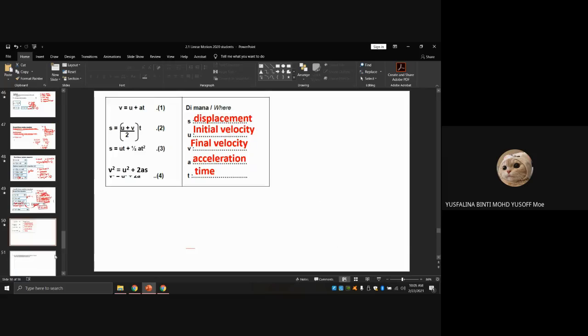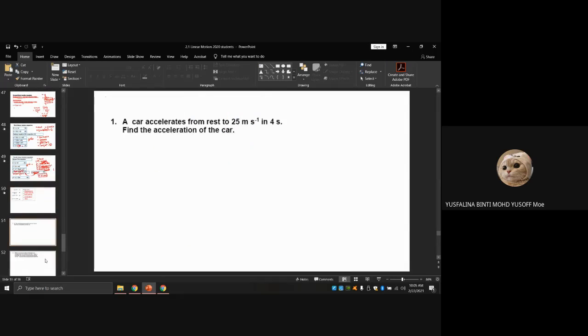Okay, actually the important part is how you want to use the formula. Right, then you already know how we derive the formula. Now you have to know how you want to use the formula. So let's see the first one.